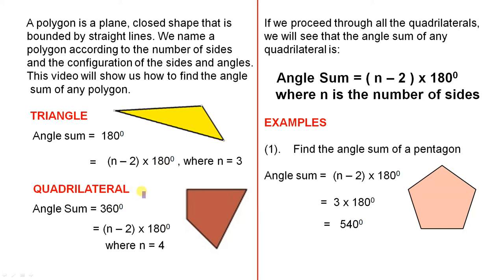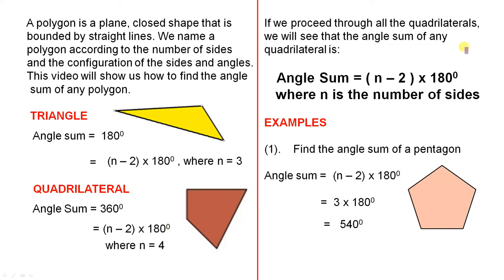With the quadrilateral, we saw in an earlier video that the quadrilateral has four sides. The angle sum of a quadrilateral is 360 degrees. We saw that also in an earlier video. So we can use the same formula, n minus 2 times 180, to give us the angle sum of a quadrilateral. n equals 4, so 4 minus 2 gives us 2. 2 times 180 is 360.